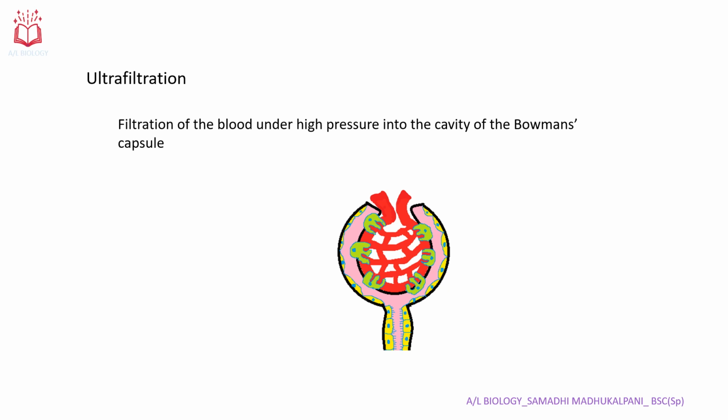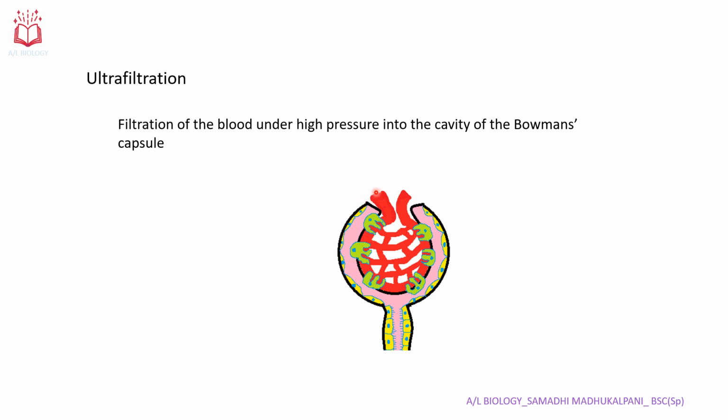Ultrafiltration. Ultrafiltration is the filtration of blood under high pressure into the cavity of the Bowman's capsule. This filtration process occurs through the capillary walls of the glomerulus and the inner wall of the Bowman's capsule. Blood capillaries of the glomerulus and inner lining of the Bowman's capsule are specialized for this ultrafiltration process.